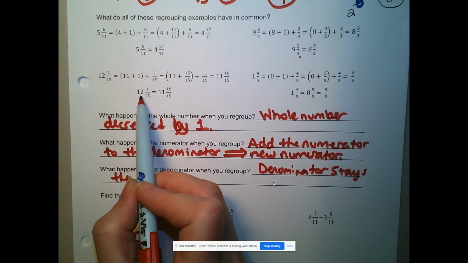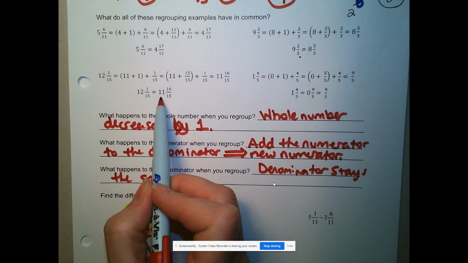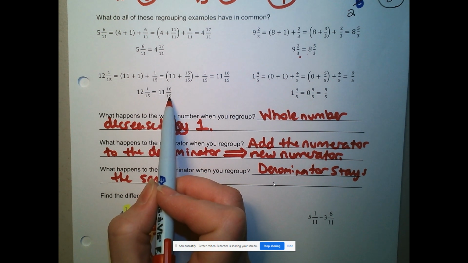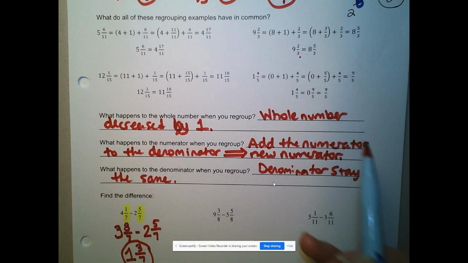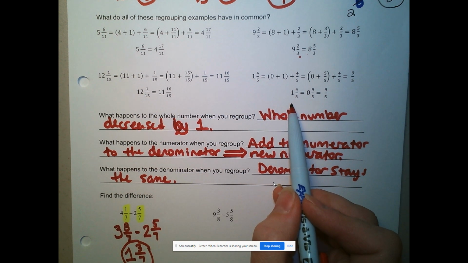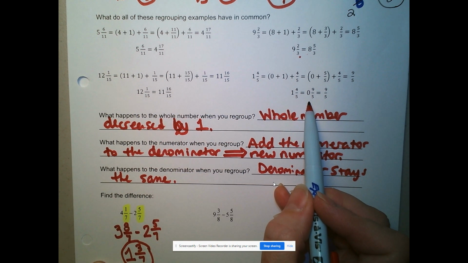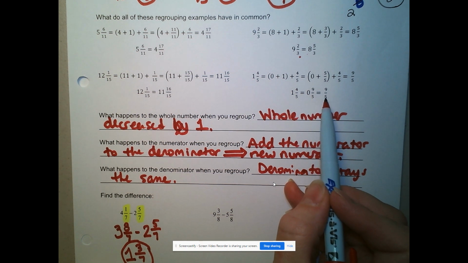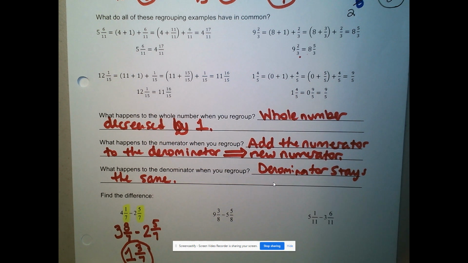12 and 1/15. The 12 whole number went down to an 11. If I add the 1 and the 15 together, I get 16 as my new numerator, and the denominator stays the same. For this one, the whole number 1 went down to a 0. And if I add the 4 and the 5 together, my new numerator is a 9. So I just get 0 and 9/5 or 9/5.